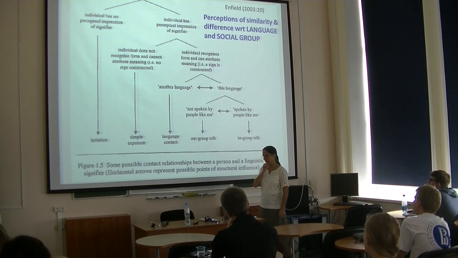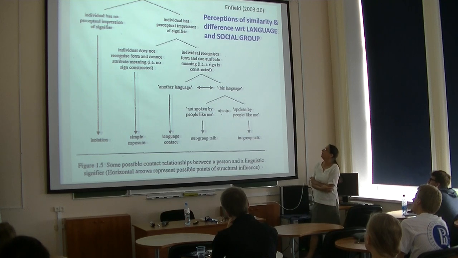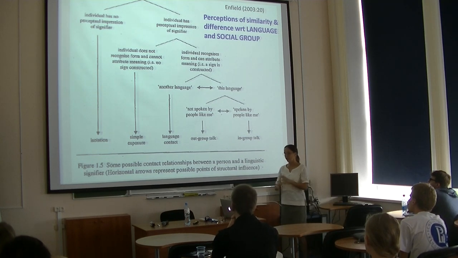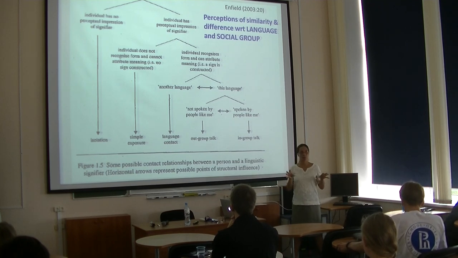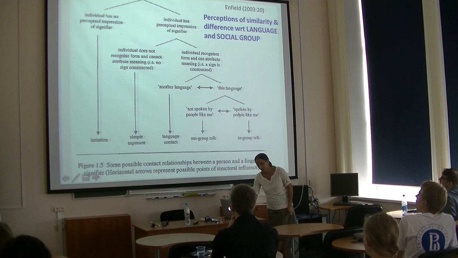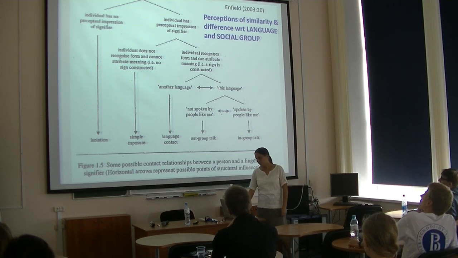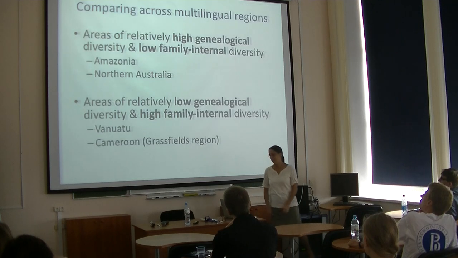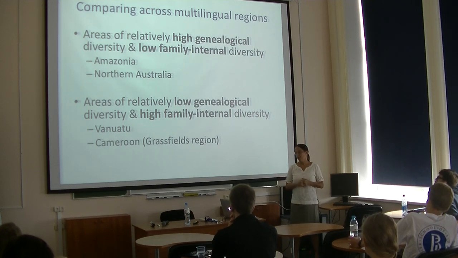So this is a diagram from Nick Enfield's book about language contact in Southeast Asia. And I think it's quite a nice diagram that tries to tease apart some of the issues involved relating to perceptions of similarity and difference with respect to both language and social group. So he goes all the way from isolation to in-group talk and relationships between how people see the languages that are involved and their social affiliations. So what I'd like to do is take a modified version of this diagram and think about different regions around the world in terms of these variables of language and social affiliation, and just try to think a little bit more about how we might compare across regions.